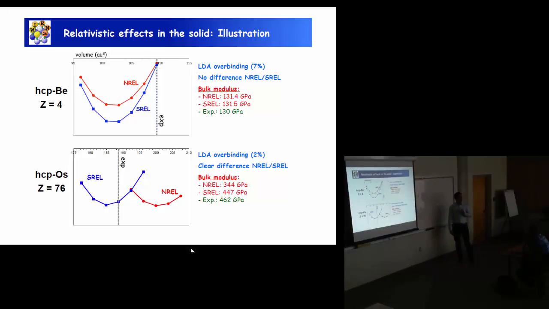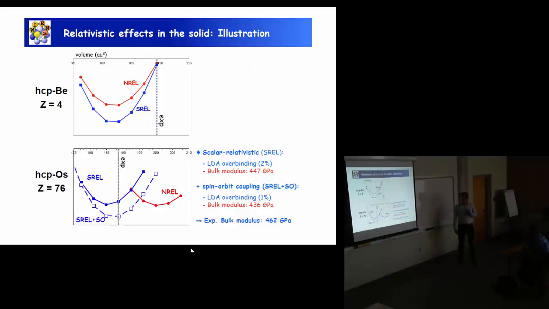What happens if now we include the spin-orbit coupling? If we include the spin-orbit coupling, you see that the curve is a little bit better. So you see that now our volume is really close to the experiment. But you do not have so much difference. The bulk modulus does not change so much. It's just from here to here. And you see that compared to the effect from non-relativistic to scalar relativistic, spin orbit does not change too much. So yeah, this is what we expect.